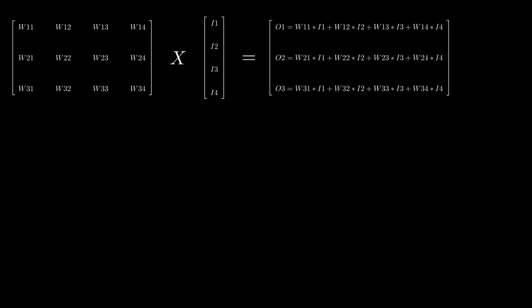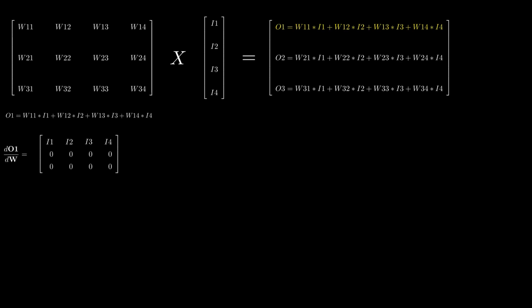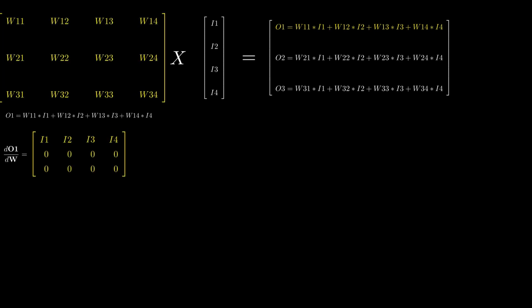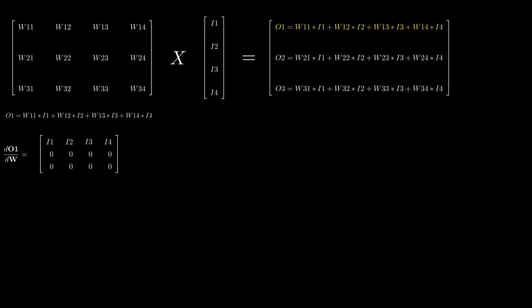Now, here you can see that each row in the weight matrix represents weights which, when multiplied with inputs, return one output neuron value, represented with O1, O2, and O3. Now let's take the first output O1 and try to calculate the derivative of the output with respect to all the weights. Its gradients can be represented by one gradient matrix where each value represents the gradient of the corresponding weight in the weight matrix.